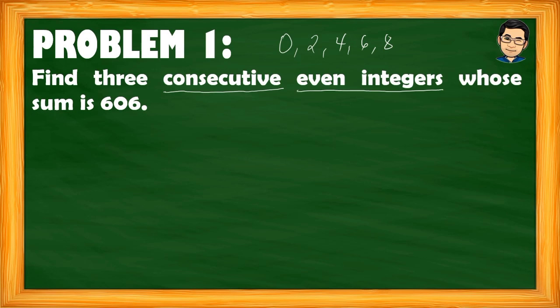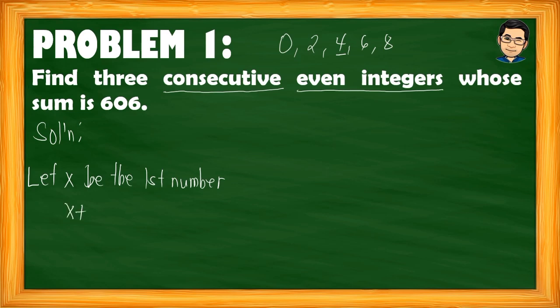So, for the solution, so we let x be the first number. So, ito yung pinaka mababang number. And then, kung ang first number natin is, first even number natin or first even integer natin is 2, paano natin makukuha ang kasunod na even integer which is 4? So, kailangan po natin mag-add ng 2. So, ibig sabihin yung next term natin will be x plus 2. Would be the second number.